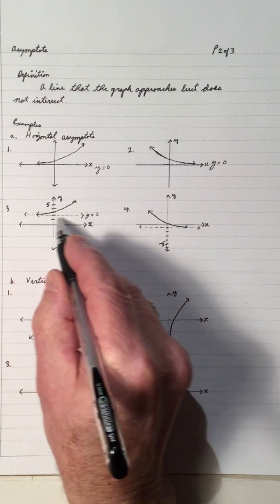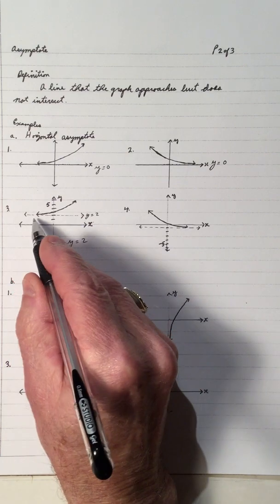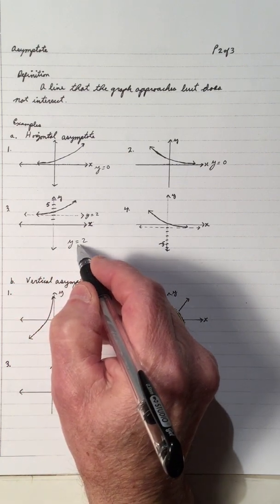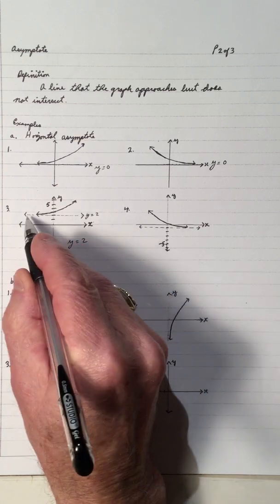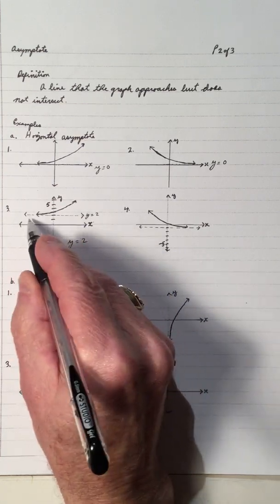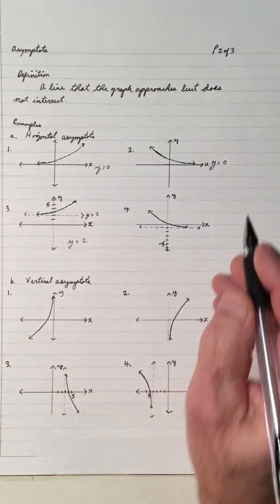But notice the asymptote is a broken line, because even though the asymptote says y equals 2, remember, a broken line is representing that asymptote that the graph is approaching.